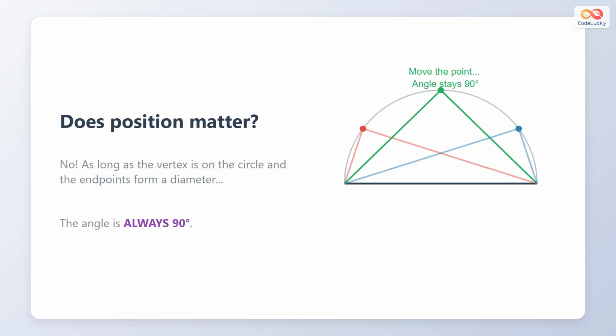You might ask, does the position of the third point matter? It does not. As long as the point stays on the curved arc of the semicircle and the other 2 points are the ends of the diameter, the angle will remain exactly 90 degrees. You can slide the point left or right, but the property holds true.